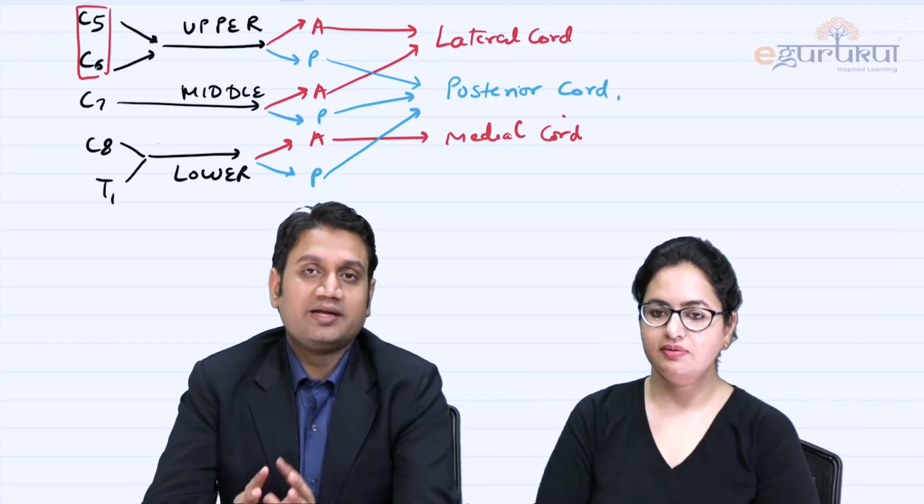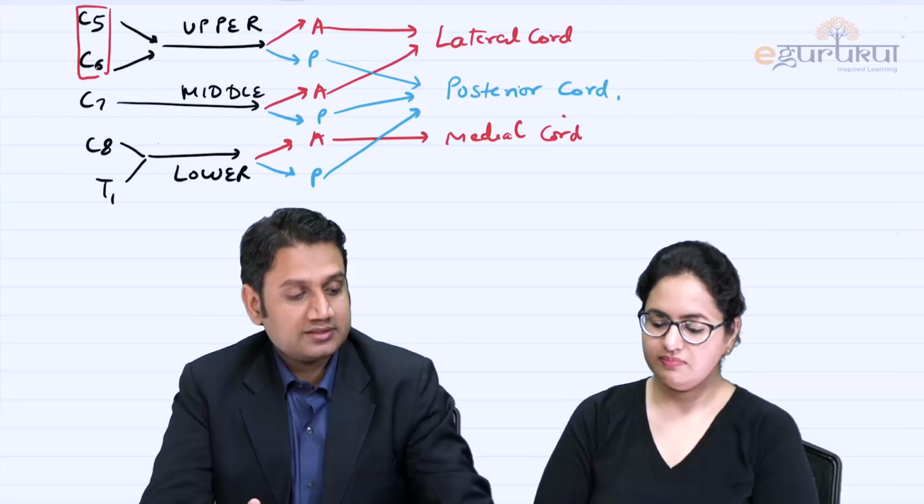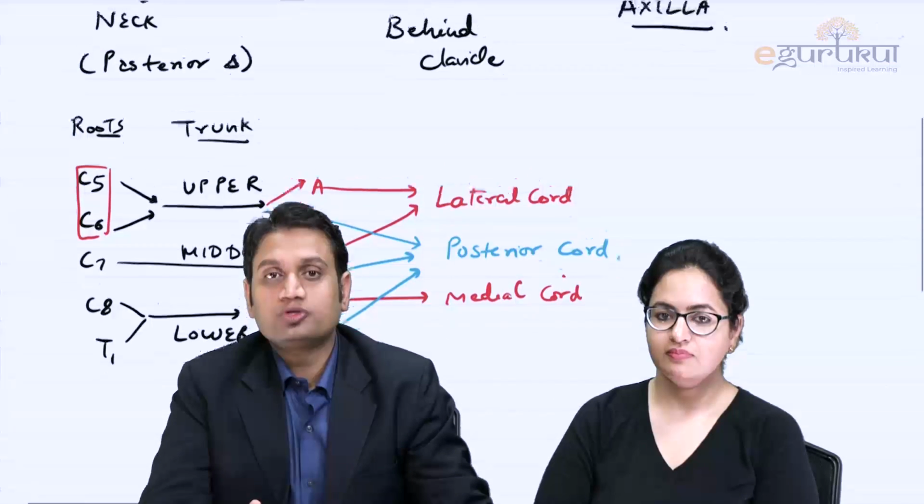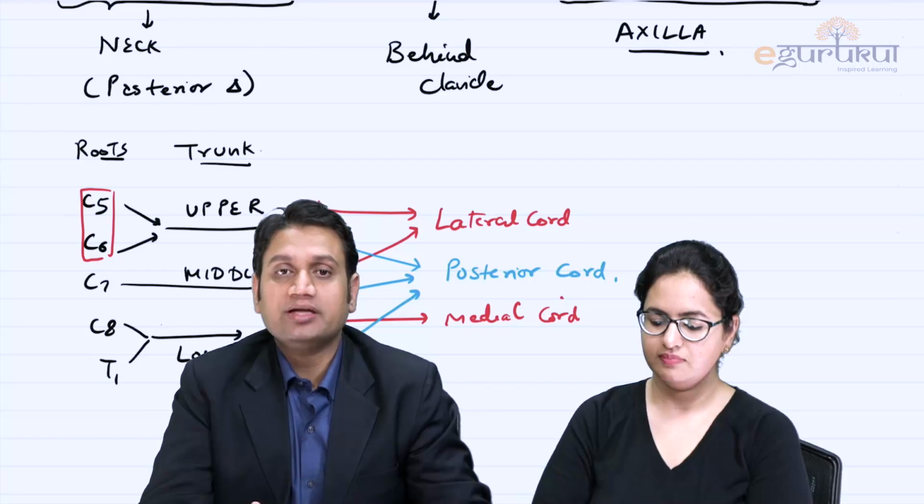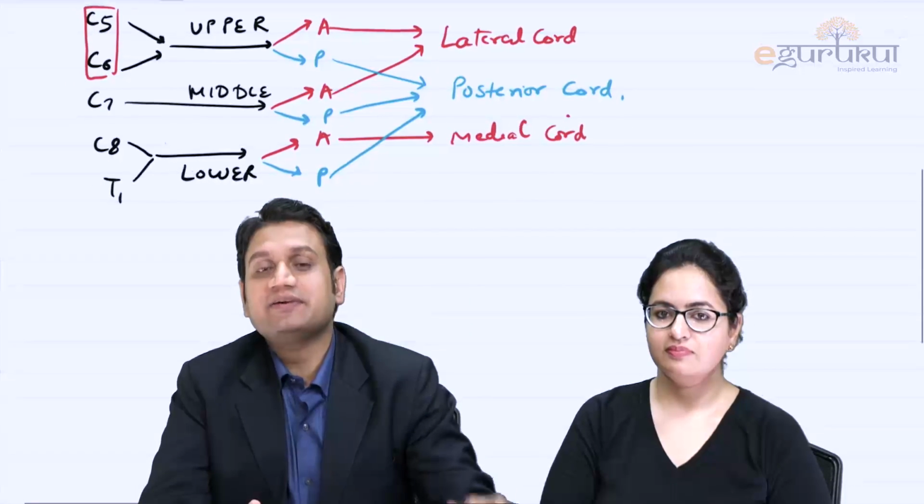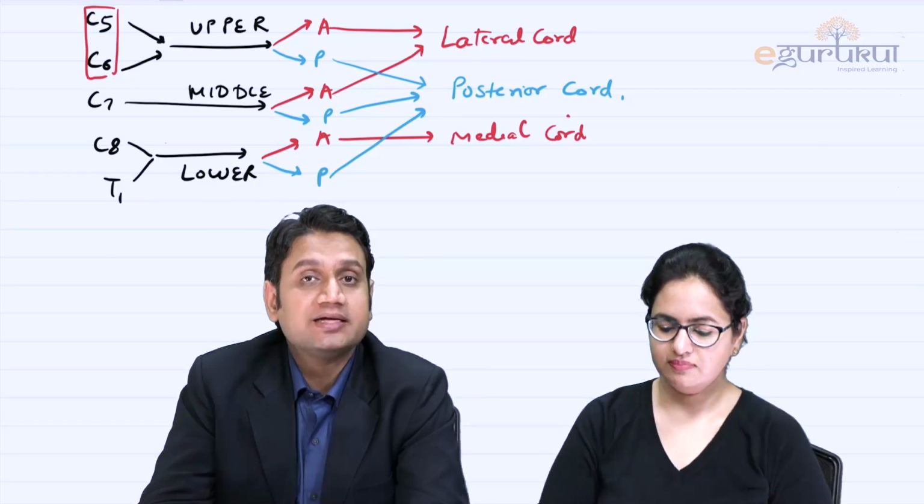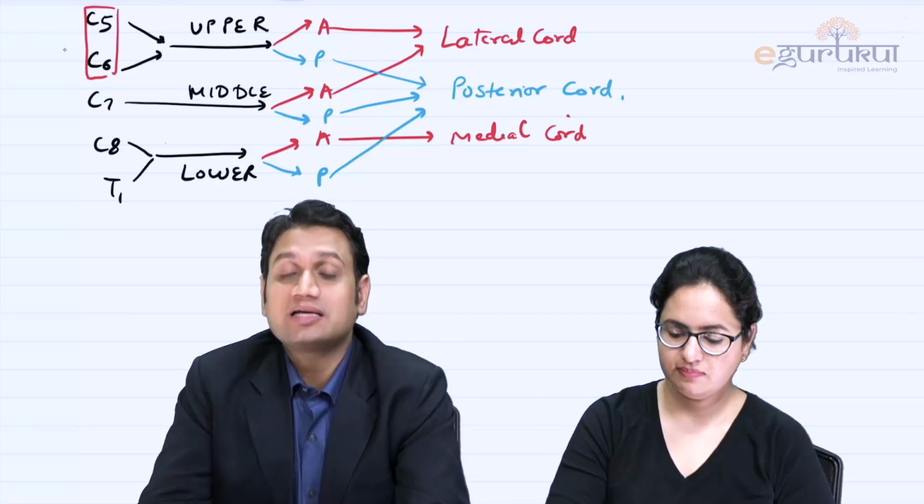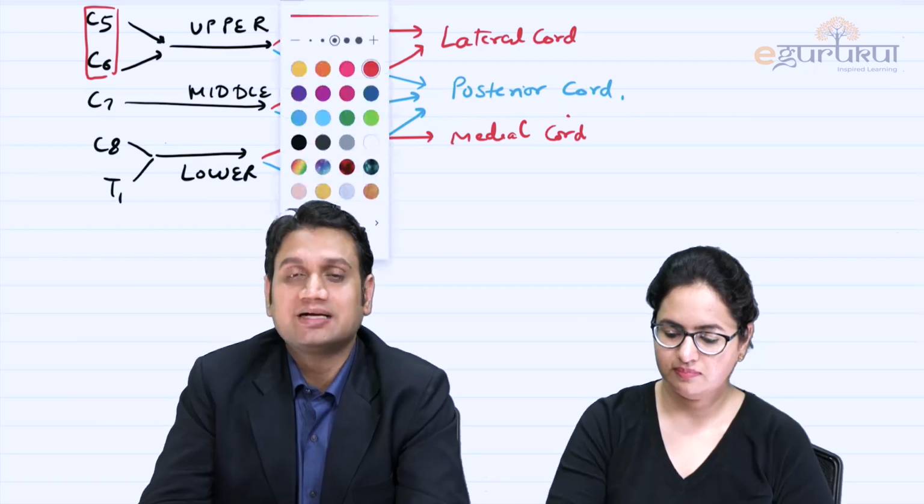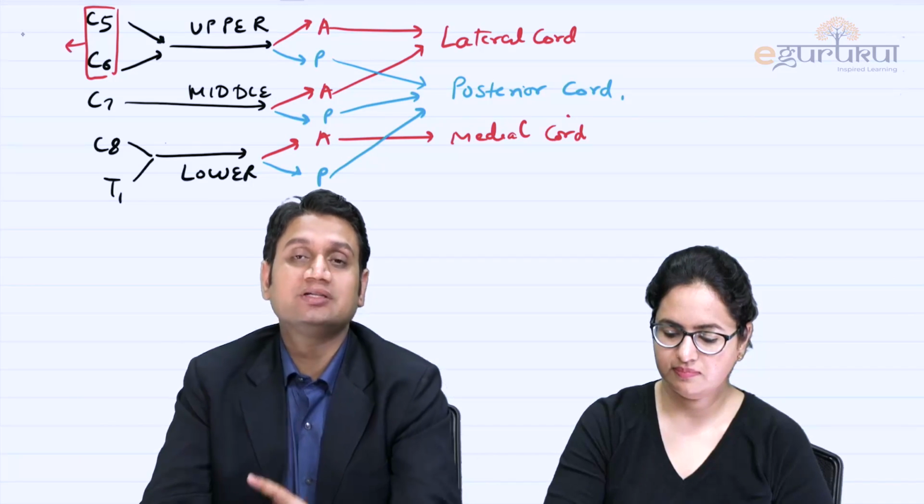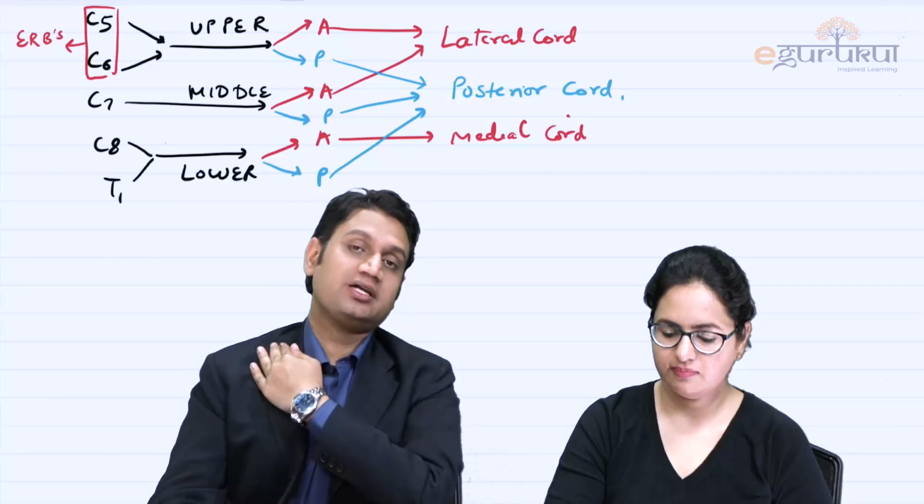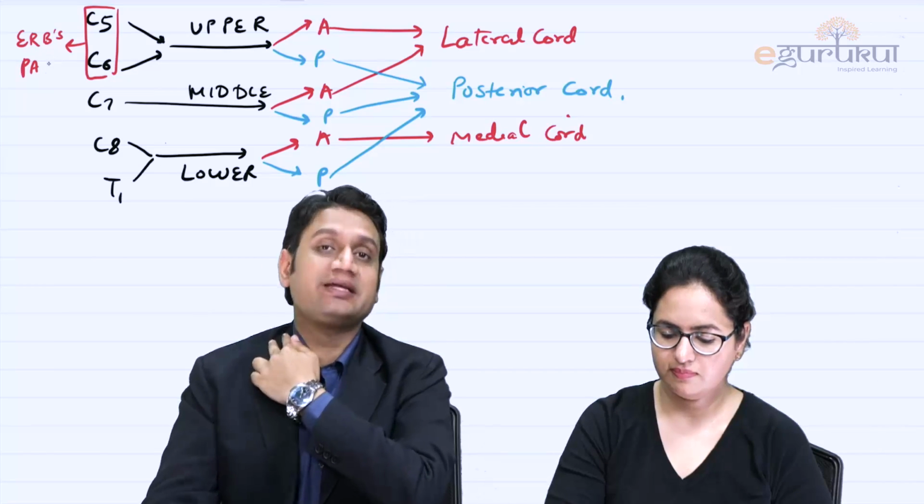One important thing: what madam just told us is that these roots are present in the neck area. When you talk of injury to C5, C6, that is what you call Erb's palsy, and injury to C8, T1 is what you call Klumpke's palsy. What is the most common mechanism that has been explained to you? Whenever there is a downward traction, the upper roots will get injured.